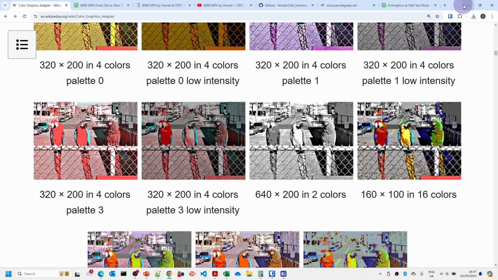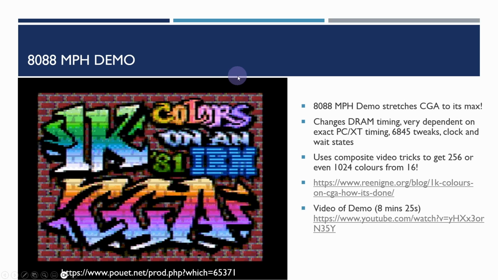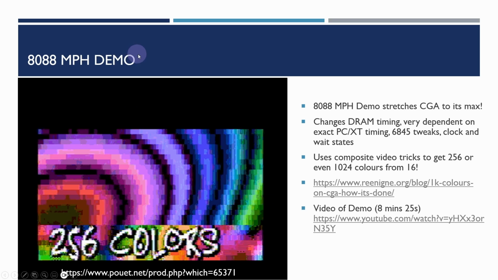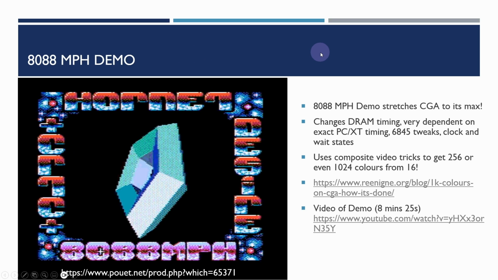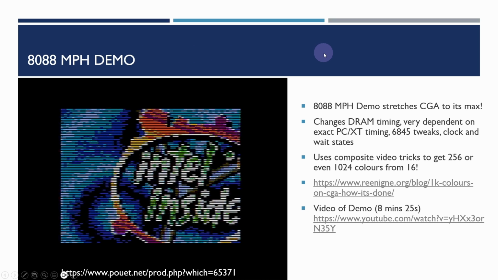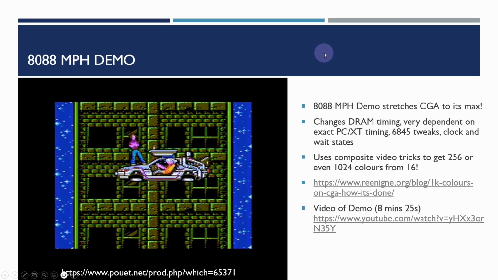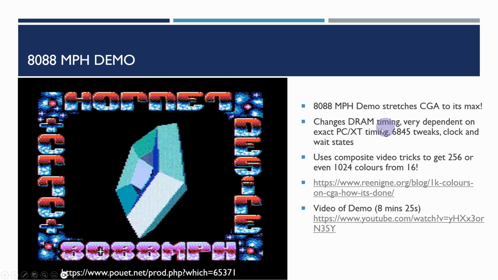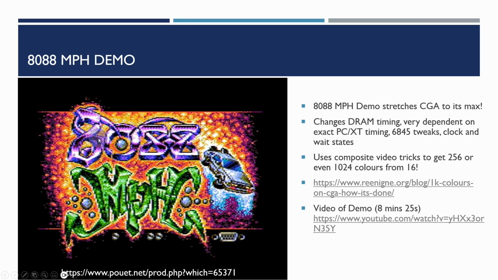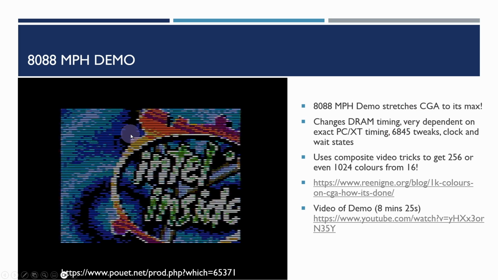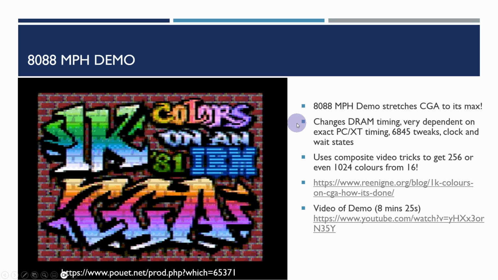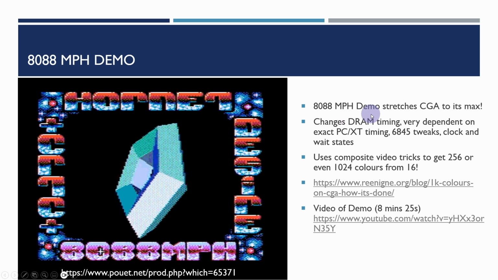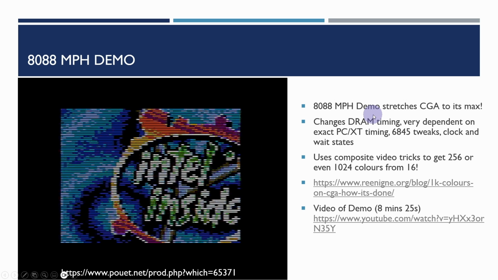So CGA was a little limited, however, there is a project, the 8088 MPH Demo, and this was, I think, probably around 2015, 2016, and the demo actually stretches the CGA capabilities to its maximum. This is an animated GIF that just shows some of the key screens. So if you see those sort of images that we saw from Wikipedia and then see these sort of screens, then this is what's possible using composite video tricks.